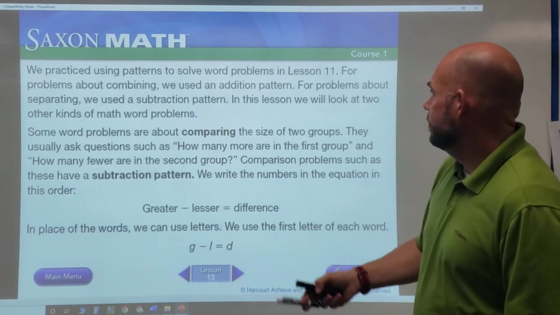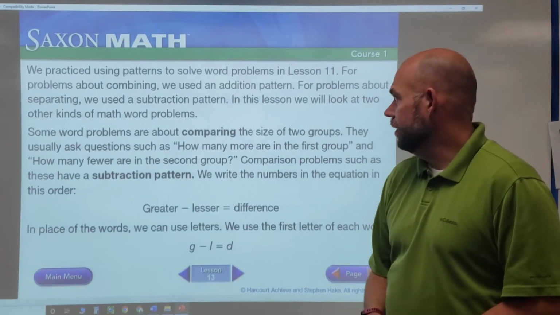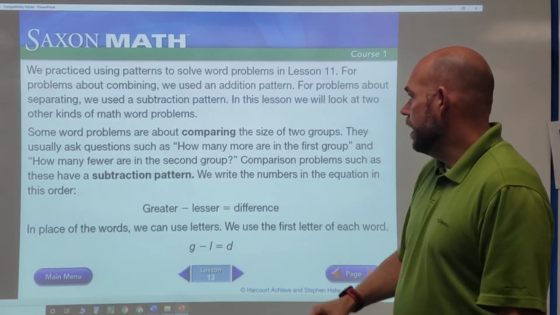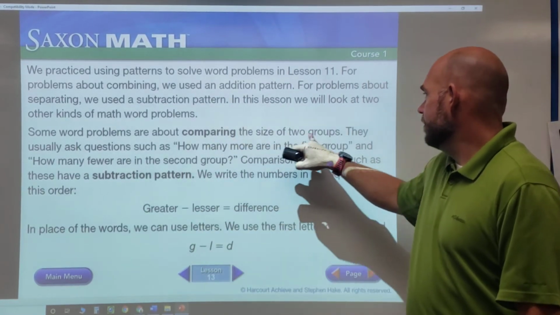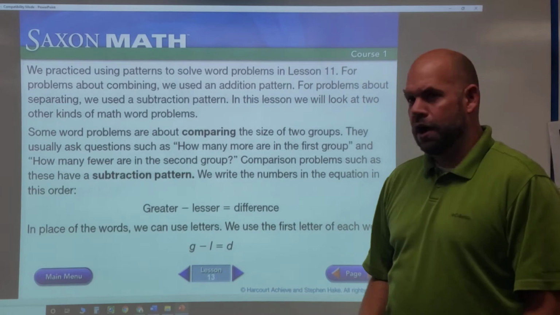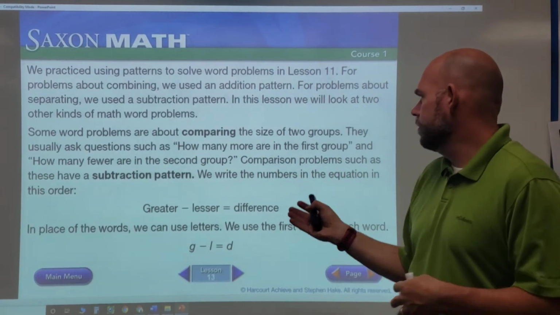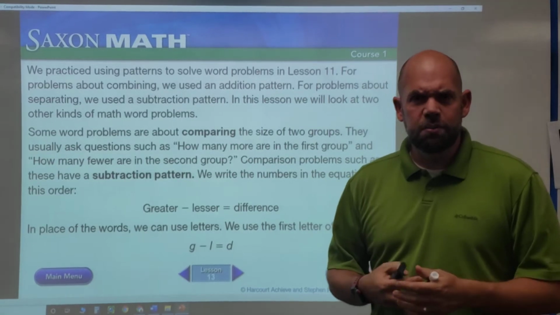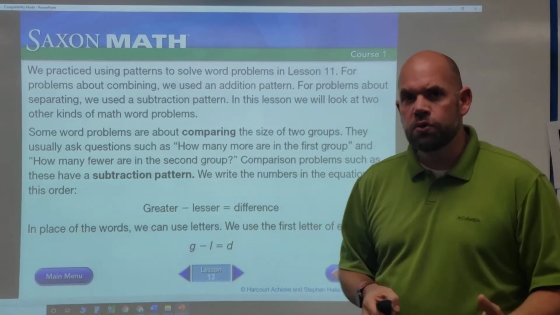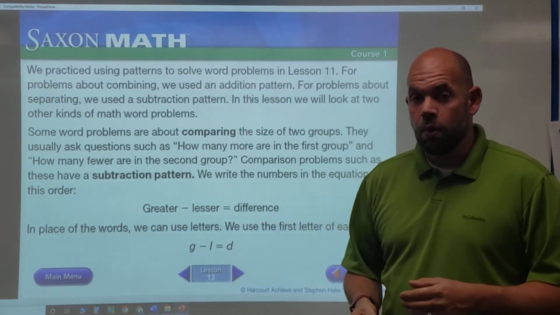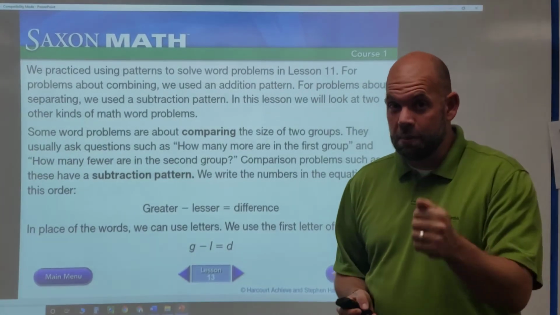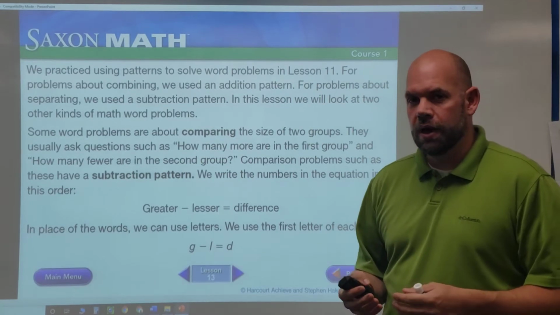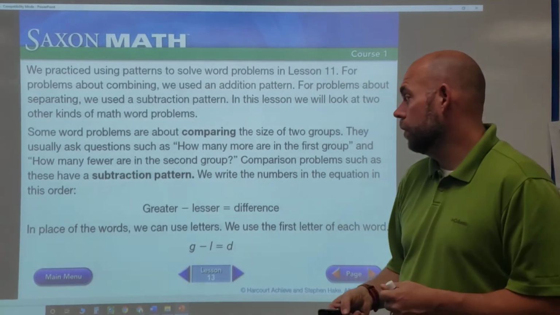We've practiced solving word problems in Lesson 11. We've used addition patterns to do that. Some word problems are about comparing the size of two groups. They usually ask how many more were there in the first group, or how many fewer in the second group? And in this lesson, we're going to be really particular about how you phrase certain things. Because we're looking at a difference, remember that's subtraction, or we're looking at a sum, and so we need to be really careful with how we word our answers.